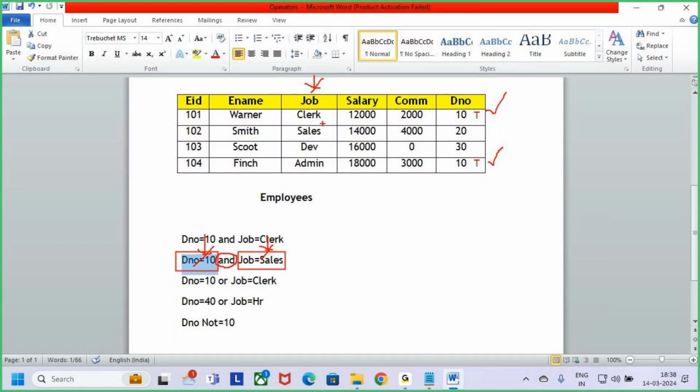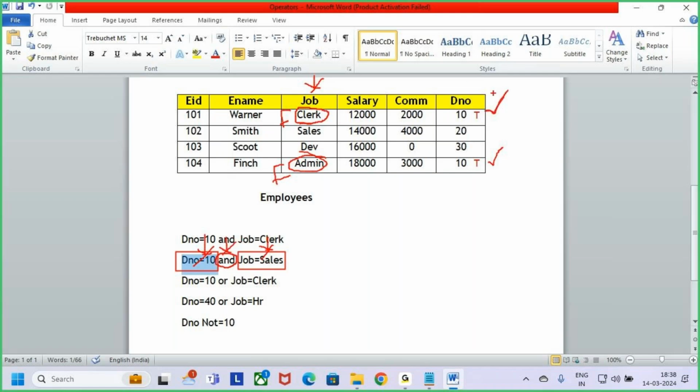In the 10th department, how many employees are there? 2 employees. One is Warner, working as what? Clerk. The second employee is Finch. Finch is working as what? Admin. So here the second condition is false. Here also the second condition is false. Now tell me how many rows we will get when I go with the AND operator.